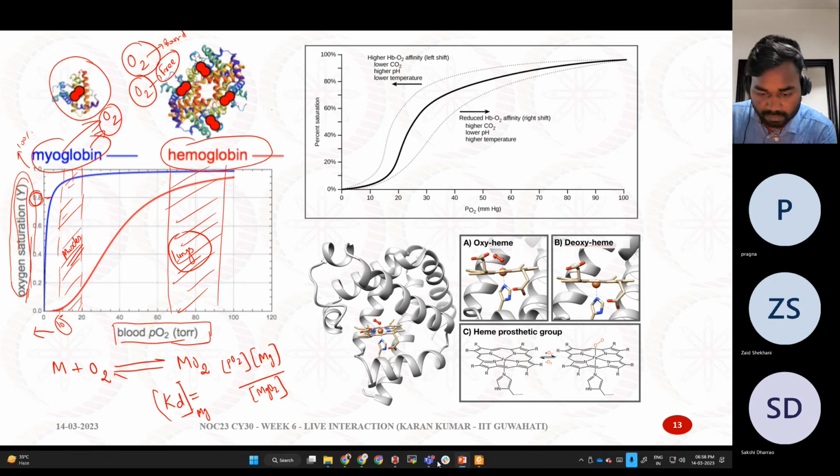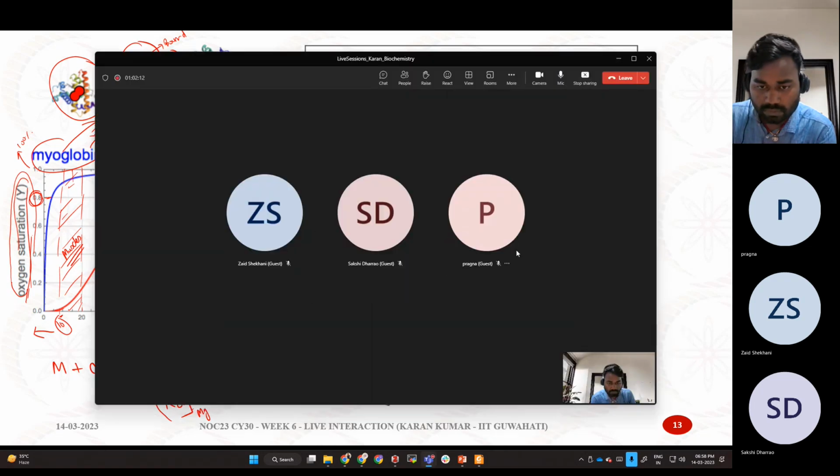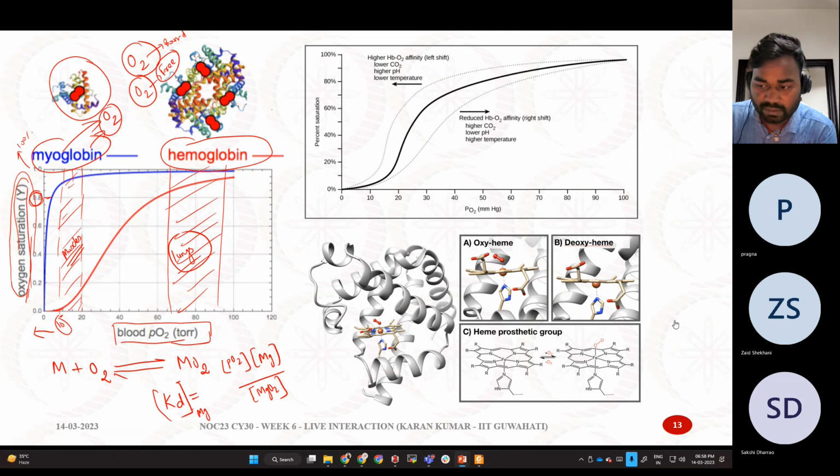Anyone? Sakshi, Pragna, Zaid, which will be the beneficial condition?